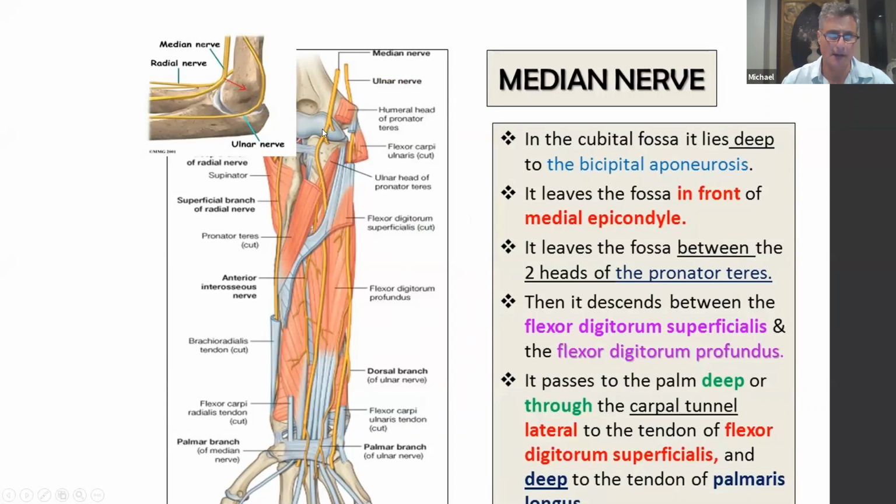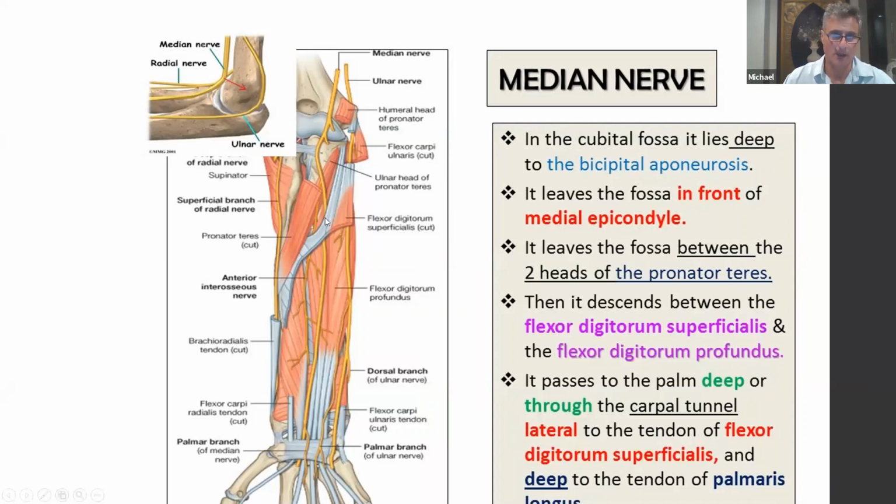So it runs underneath the humeral head, and there's the ulnar head of pronator teres. If you wanted to expose it, you'd have to incise the humeral head of pronator teres, or the superficial head of pronator teres. Then it's done with pronator teres, and it runs underneath the FDS. And this is the sharp edge of FDS, which is sometimes suspected of being a cause of a median nerve entrapment.